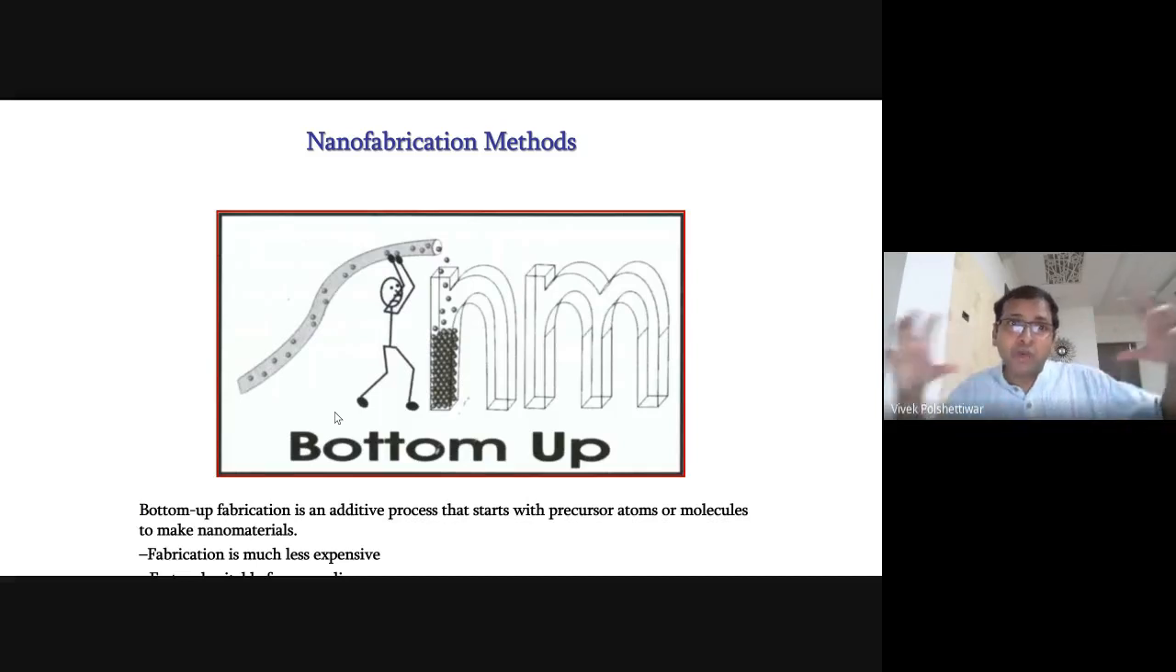We can also tune how they meet. That way you can get tubes, spheres, rectangles, whatever shape you need. The field has improved and matured so much now that you can make different kinds of shapes in addition to the size tuning. Okay, so that's the bottom-up approach, which is generally used.